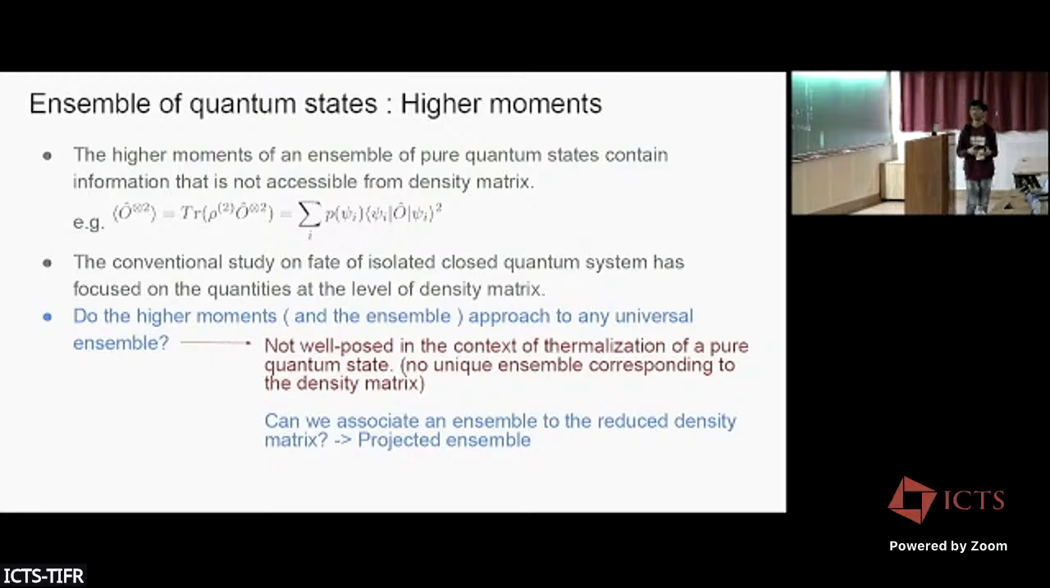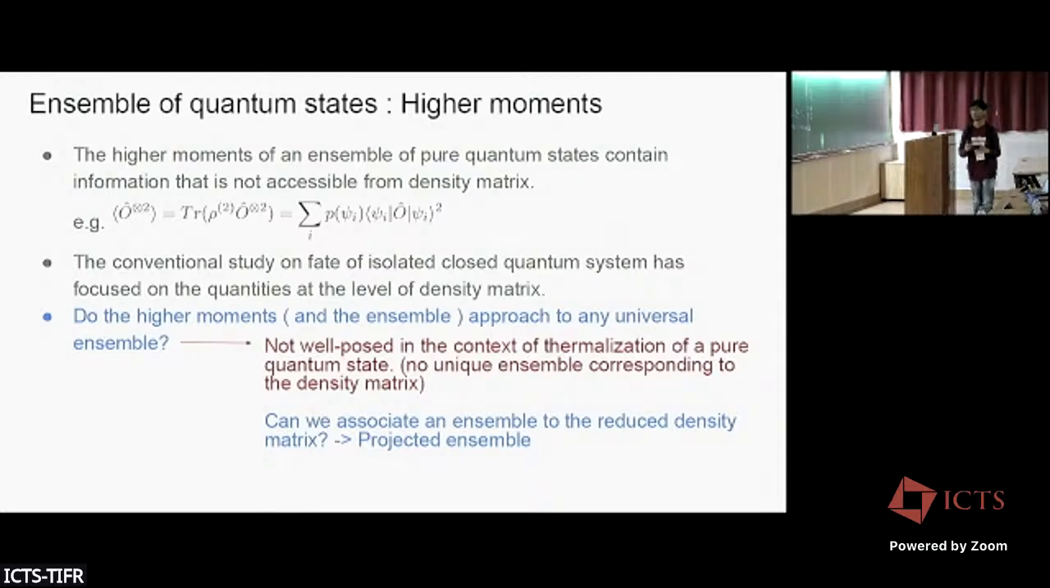So the conventional study on the fate of isolated quantum systems has generally focused on expectation values. What is normally done is that you look at a pure state, time-evolved with a chaotic Hamiltonian for thermalization study, and then look at the reduced density matrix of the subsystem. There, ETH predicts what the reduced density matrix would look like and what the equilibrium value of the expectation values should be.